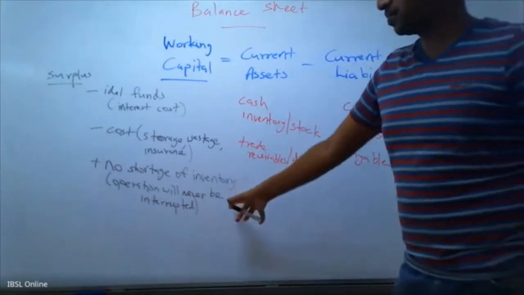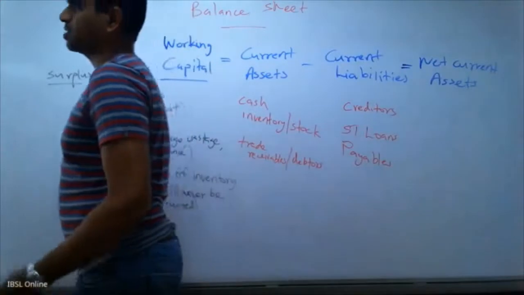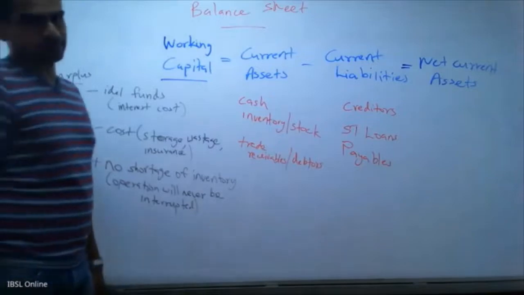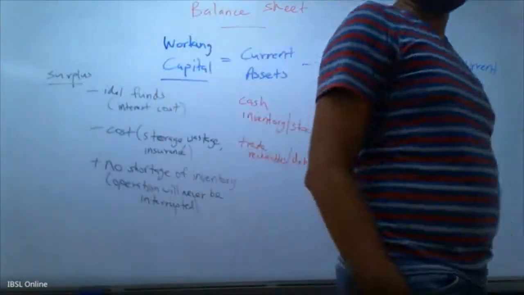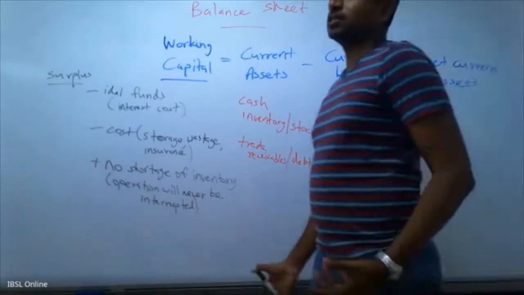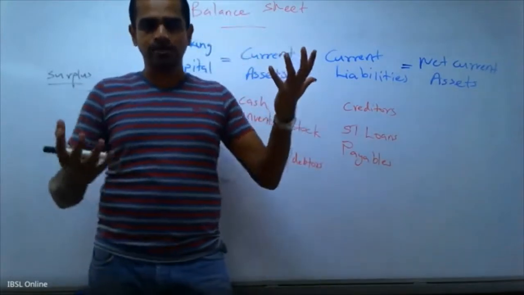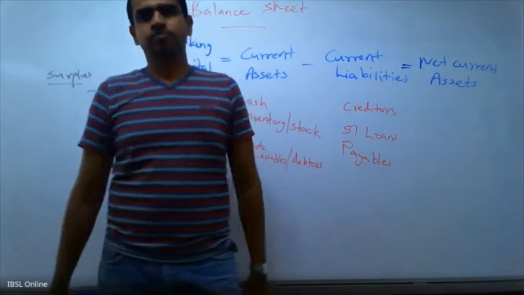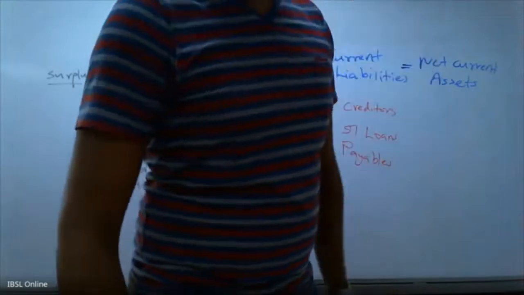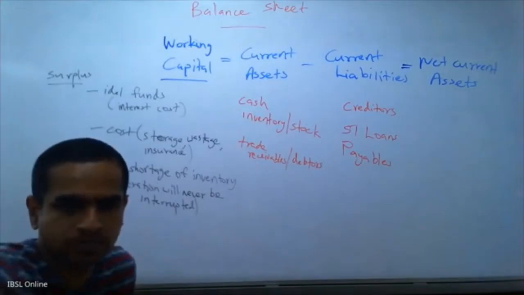But the downside is there might be interruptions to the operation. Right? You might run short of cash. You can't pay your electricity bills or your water bills. Maybe you can't pay your staff salaries. Not enough cash. So there are positives as well as negatives, which means it is very important to balance things out. You can't have too much. You can't have too little. You have to strike a balance. Clear? Any questions? No?